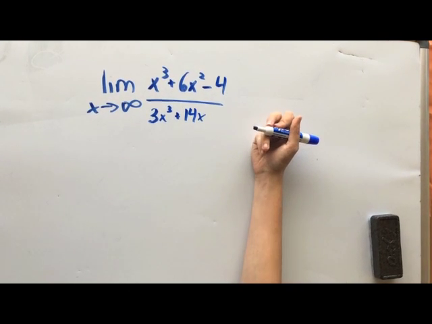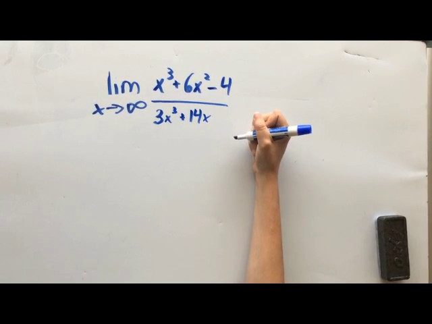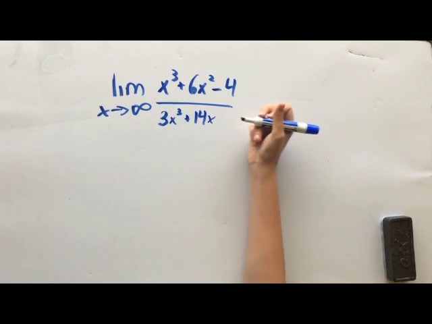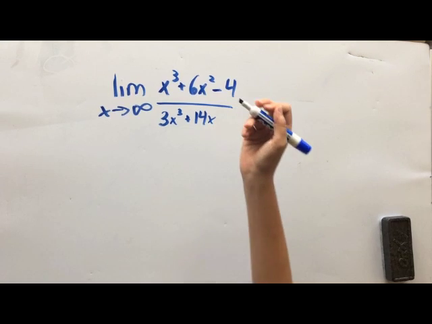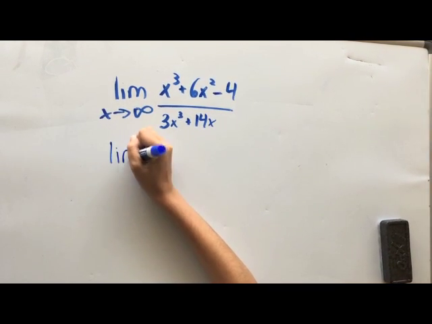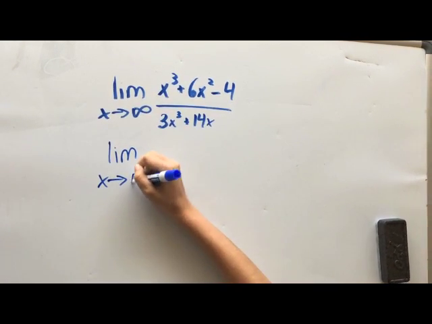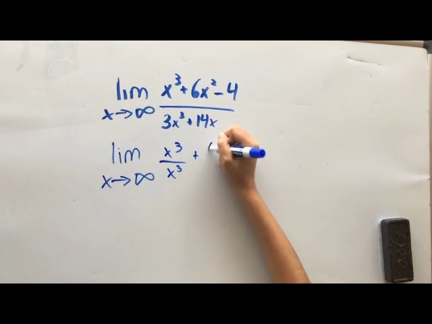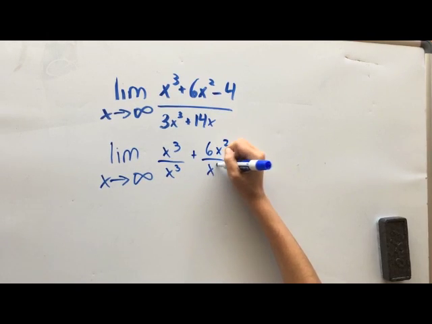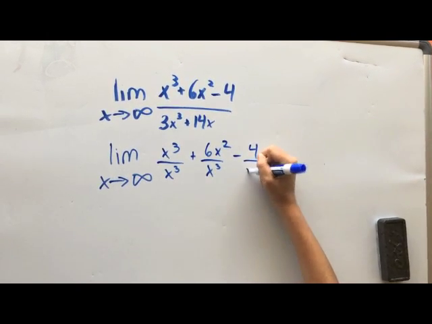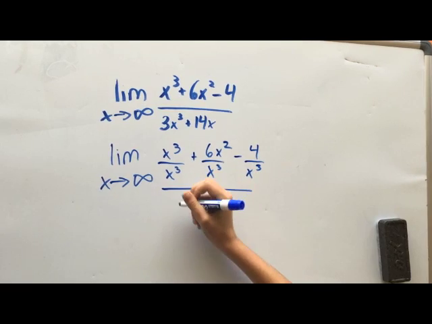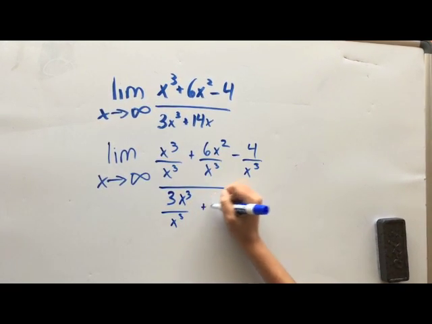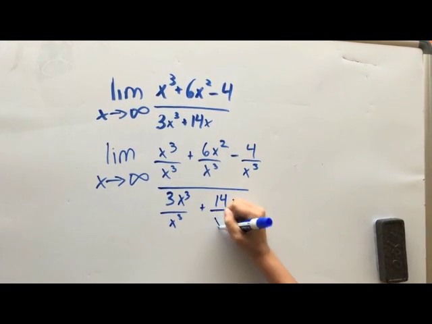So what we want to do now is divide the numerator and the denominator by the highest power in the denominator, since we have an indeterminate form. So the highest power in the denominator is x cubed. So the next step would be the limit as x approaches infinity of x cubed over x cubed plus 6x squared over x cubed minus 4 all over x cubed, all over 3x cubed over x cubed plus 14x over x cubed. So I'm dividing by x cubed.